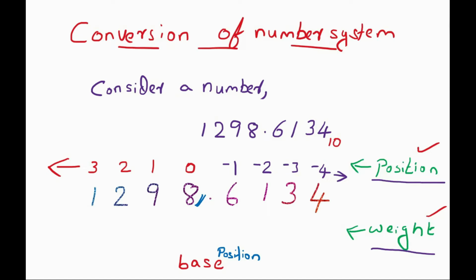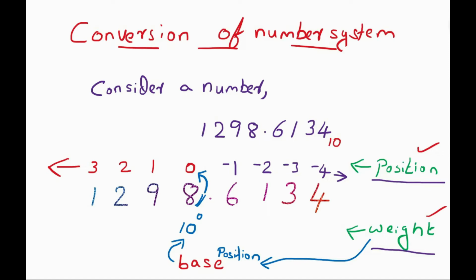This is a decimal number system. For decimal number system, what is the base? We have learned in the previous video, for decimal number system, the base is 10 because there are 10 symbols. So the base is 10, and weight is represented as base raised to position. The position of 8 is 0. So 10 raised to 0 is the weight of 8.